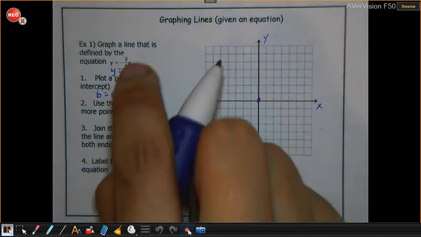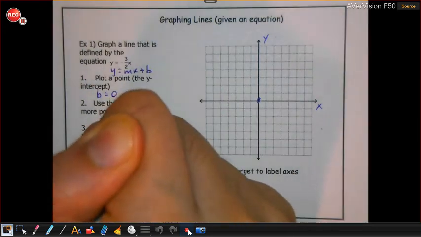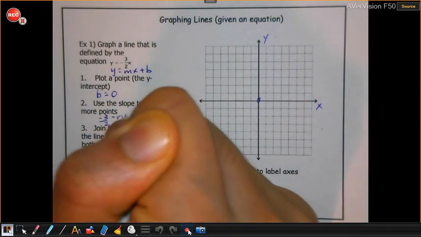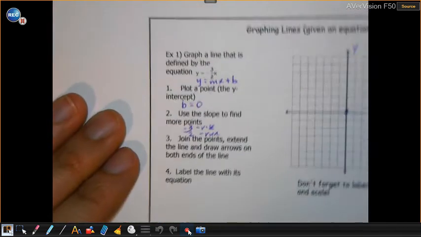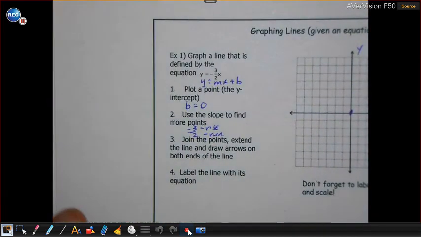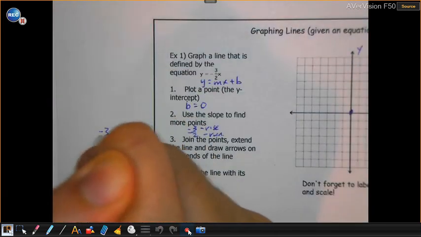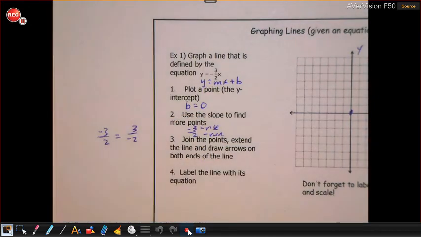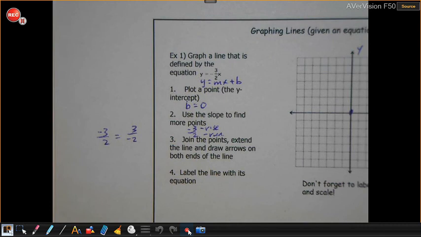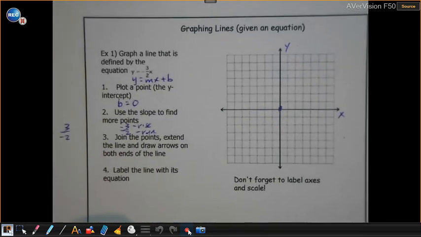The slope, in this case, is -3/2. Your rise is -3. Your run is 2. You can always put the negative with the 2 instead of the 3, but just making sure that you're not putting the negative with both numbers. Otherwise, it's going to be a positive slope. So in this case, I put the negative with the rise.